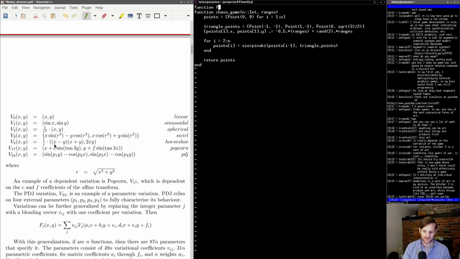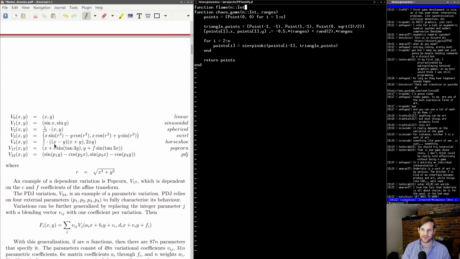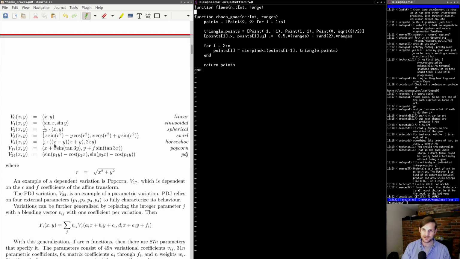So I'm gonna create a new function here that's just gonna be called flame, and we're gonna figure that out later. It's gonna take in n, which is gonna be the number of points. It's gonna be very loosely based off of the chaos game. I just want the chaos game there because almost certainly our flame function is going to break at some point, and we're going to have to check it with the chaos game function.